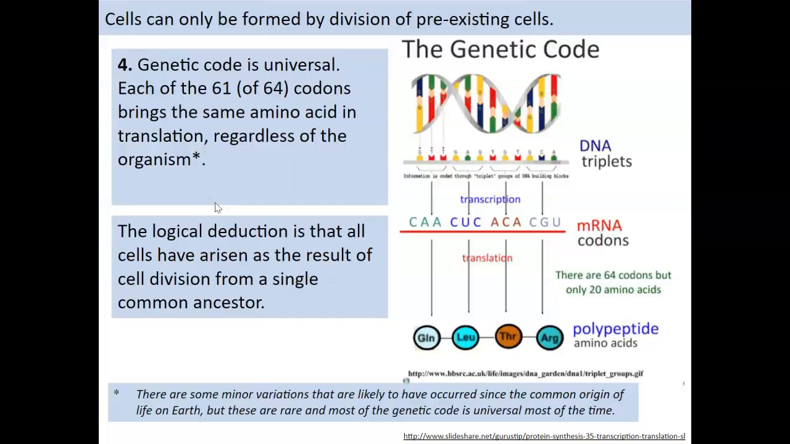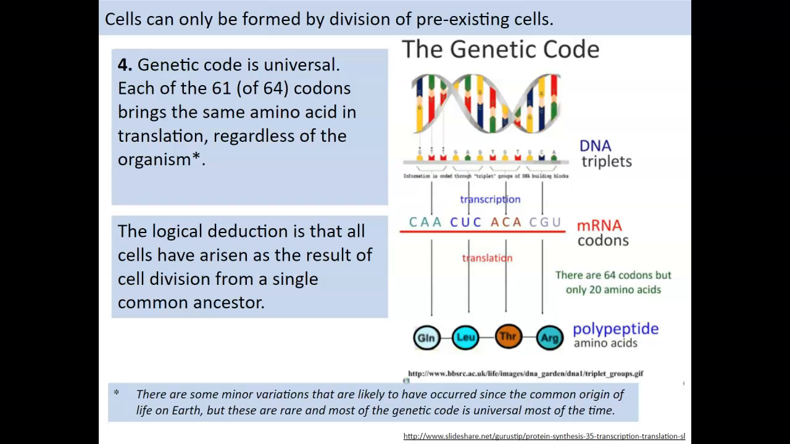Number 4, the genetic code is universal. There's only 4 nucleotide bases in DNA, 4 in RNA. Some of those overlap. This leads to the 61 codons that code for amino acids. The other 3 codons, remember, code for stop codons. And so we share this genetic code. It's universal between all living organisms.